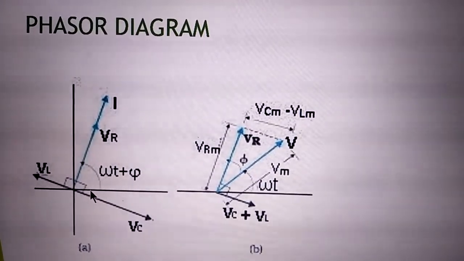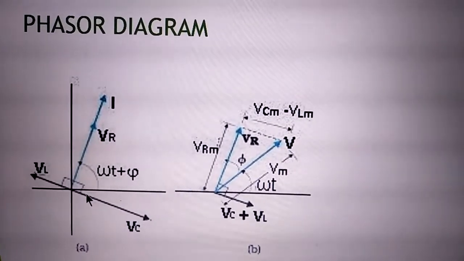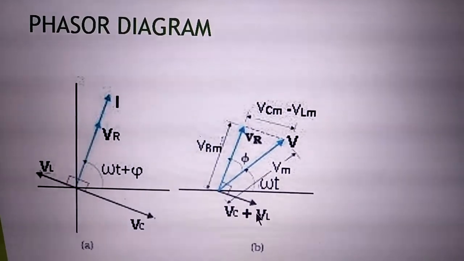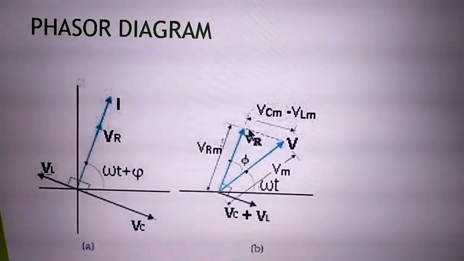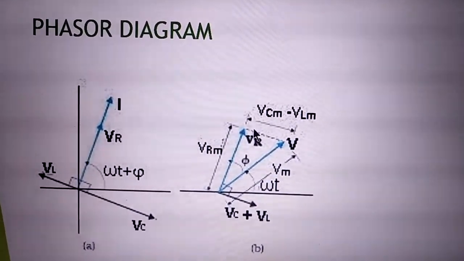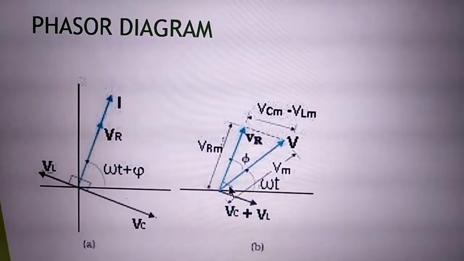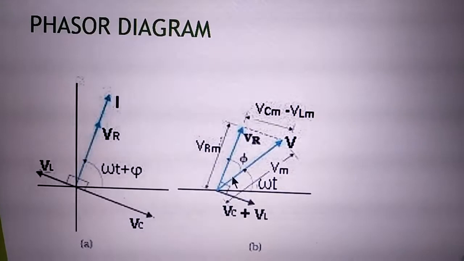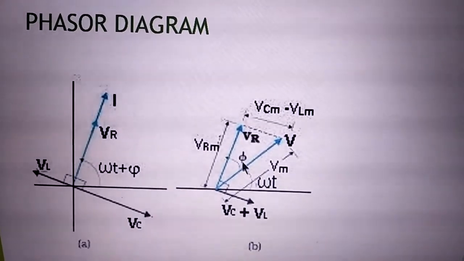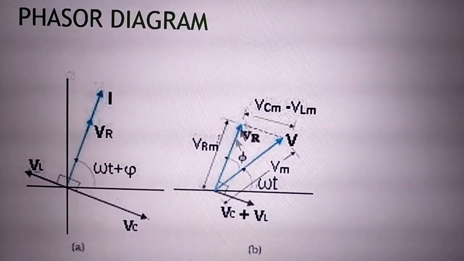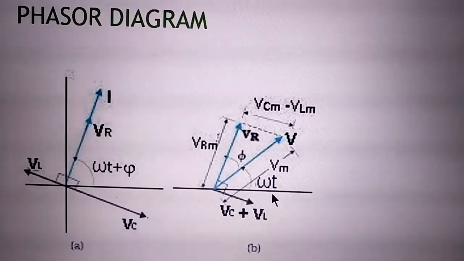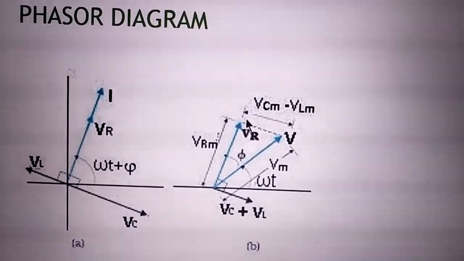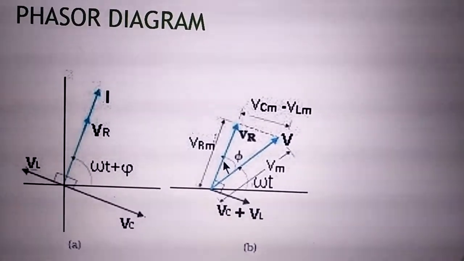Suppose we assume it is a capacitive circuit, so VC will be more, and the resultant of VL and VC will be in this direction. This is VR. Let us assume the resultant of the VL plus VC and VR vectors is the V vector, and this V vector makes an angle phi with the current, along VR. This is omega t. Draw this line parallel to this, so now it has become a triangle.